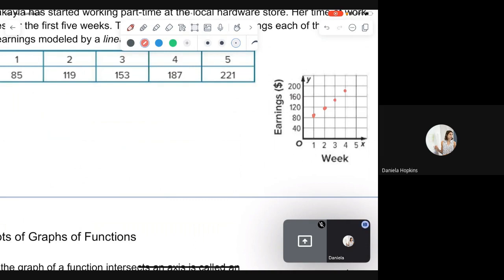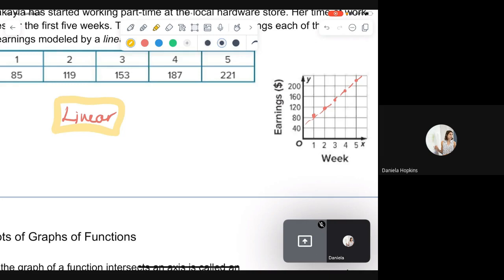And at 5 weeks, we're at 221. Right about there. They look like a pretty straight line. So as expected, this is probably linear. So we're going to say it's linear, preponderance of evidence. Again, you could do this algebraically with the slope, but who wants to do that?